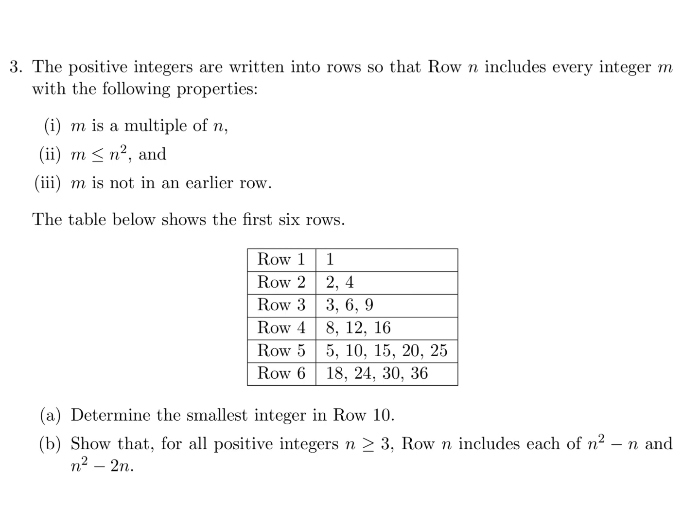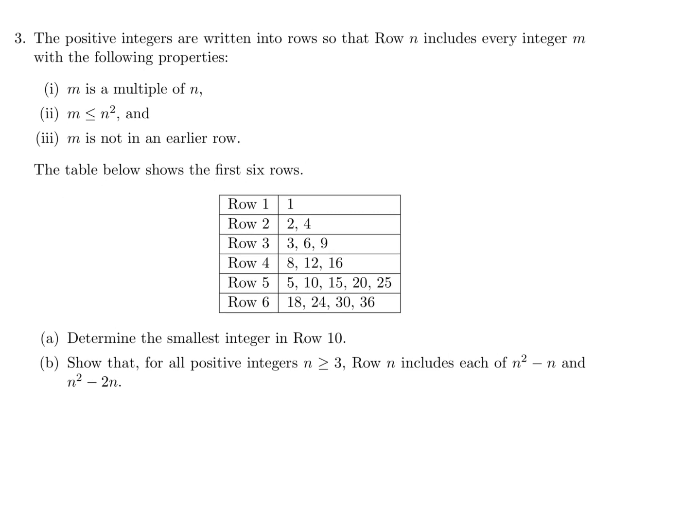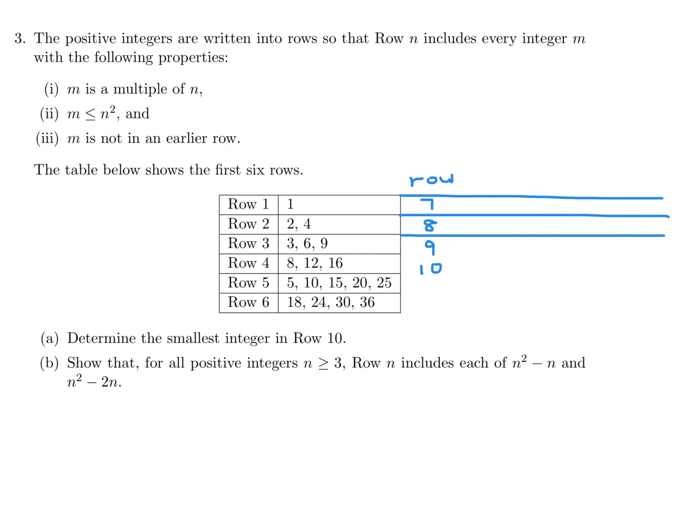All right, let's first see if we can understand this question, and then we'll go ahead and make rows 7, 8, 9, and 10, and then we'll see what is the smallest digit in row 10. Okay, so let's first try to understand the question. So this row is the n, and these numbers are m, I believe.